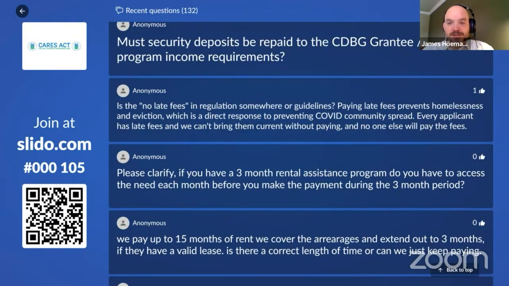Please clarify if you have a 3-month rental assistance program, do you have to assess the need each month before you make payments during the 3-month period? Yes, you have to assess the need prior to making the payment. That's how you'll determine whether or not you need to skip a payment, make a whole payment, or a partial payment. That's also where you'll have to redirect the beneficiary if they need, say, a job training program or you're requiring them to prove that they're seeking employment. You need to do that every month. Again, this isn't where the covered period begins and then there are no questions asked. This is a need-based payment, and you need to worry about that necessary and reasonable requirement as well. So you do have to have a way to assess the need throughout the covered period.